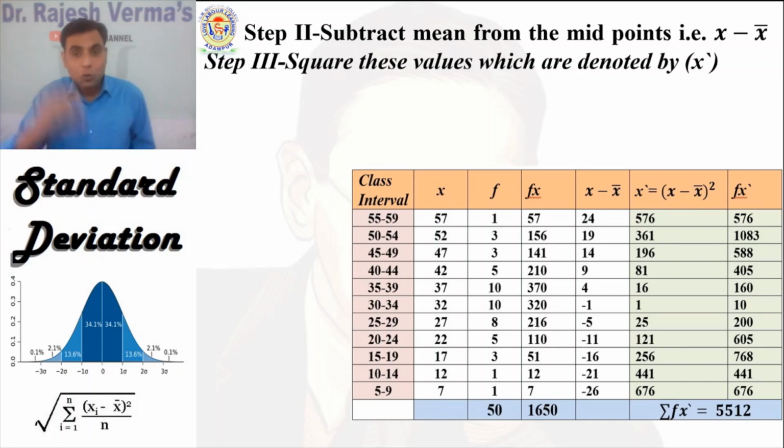After that, you have to square these deviations as you've done in the case of ungrouped data. So suppose the square of 24 is 576, and 19 squared is 361. This way you square each deviation. Again, I am reminding you why we square: to remove the minus sign.